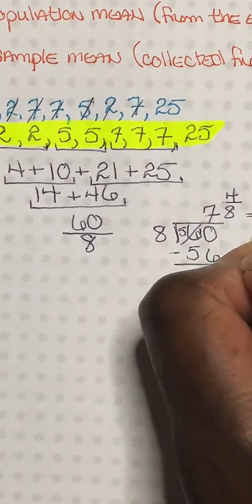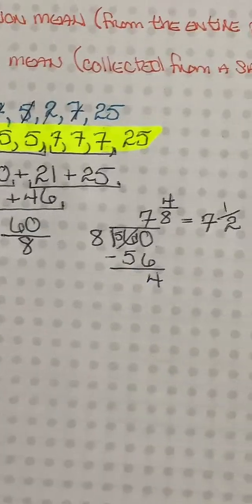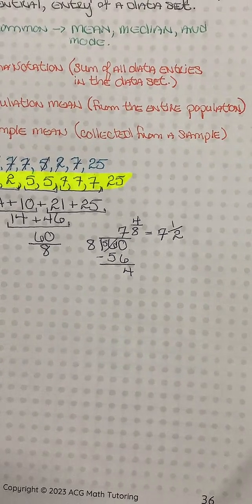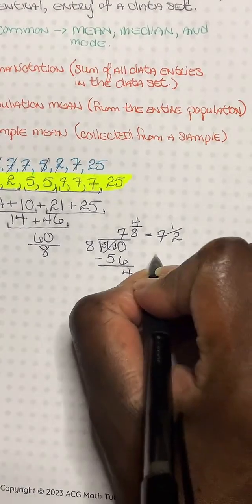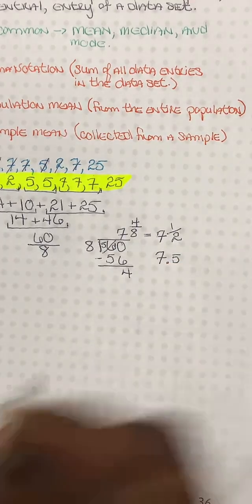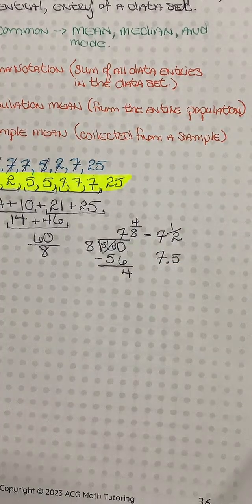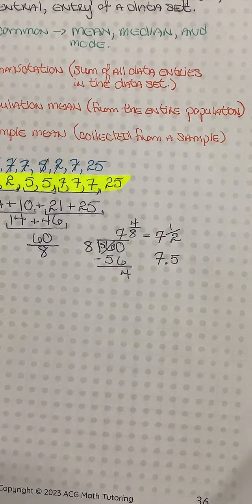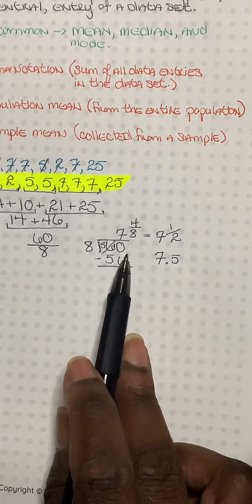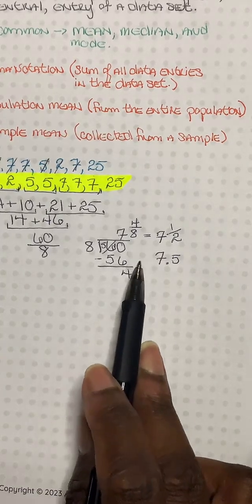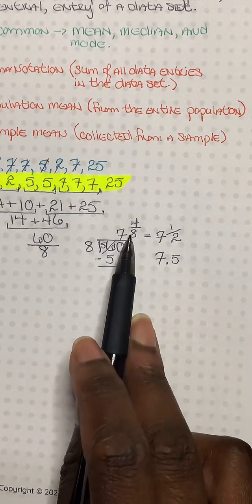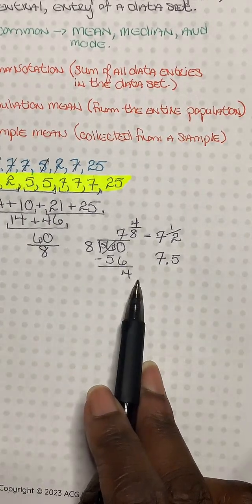So 7 and a half. Okay, 7 and a half. Or you can say it as a decimal, 7.5. So you can do a decimal. That means I'll put my decimal point here and add a 0, bring that 0 down to make that 4 into a 40. And then 8 can go into 40 five times.